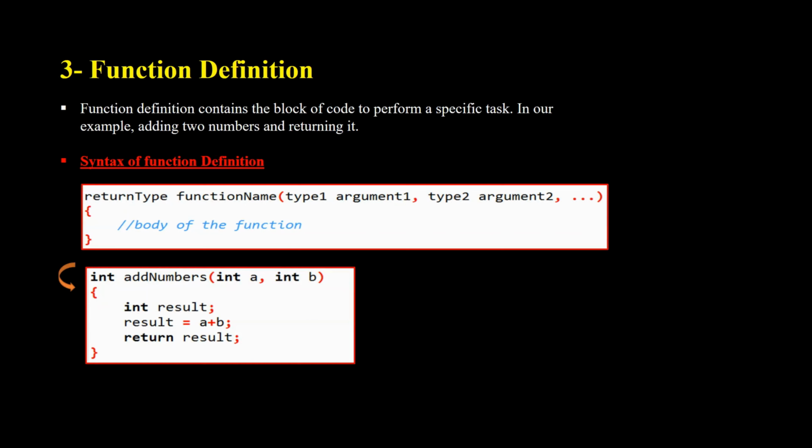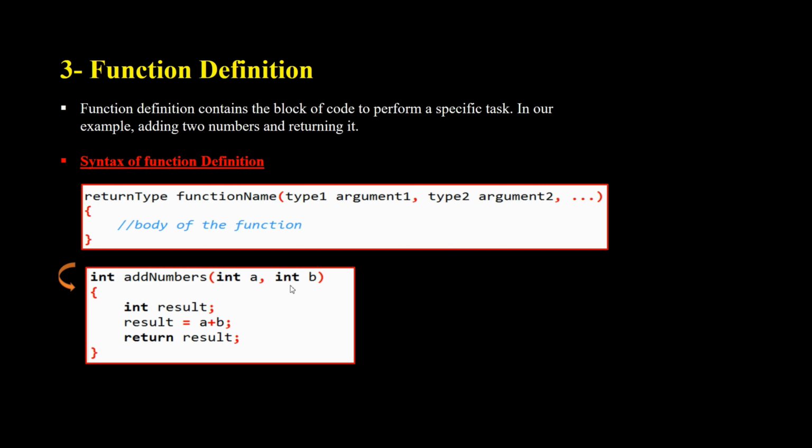The third part here, we have function definition. The function definition contains the block of code to perform a specific task. In our example here, we add 2 numbers and return it. So here, the function definition is the body of the function. And I repeat again, it must be out of the main part. So here, the syntax must be like that. We give the return type, the function name, and the parameters type and name.